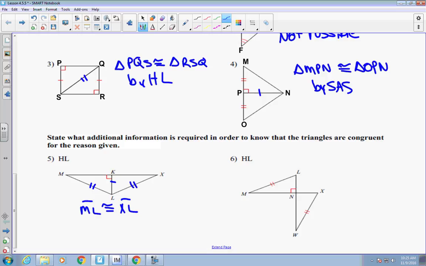This time we've got right angles, right? Our hypotenuses are congruent. So what'd you say? One of the legs. Does it matter which pair? No. So we can use the small ones, right? And state that LN is congruent to XN. Or we could use the longer ones, which would be MN congruent to WN. Alright, any questions on that one?